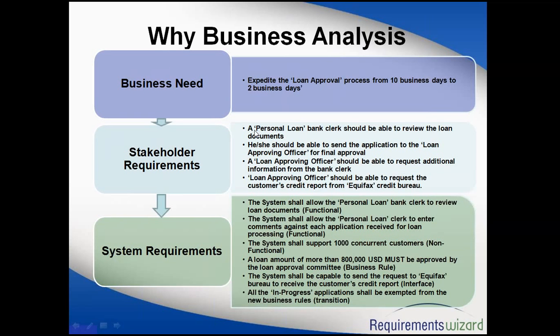So let's take a one-to-one mapping. That's my stakeholder requirement. And when I try to convert that same requirement at a system level, I have more than one requirement. The first one says, the system shall allow the personal loan bank clerk to review the loan documents. Right? It's pretty much the same thing, but now I'm talking at a system level.